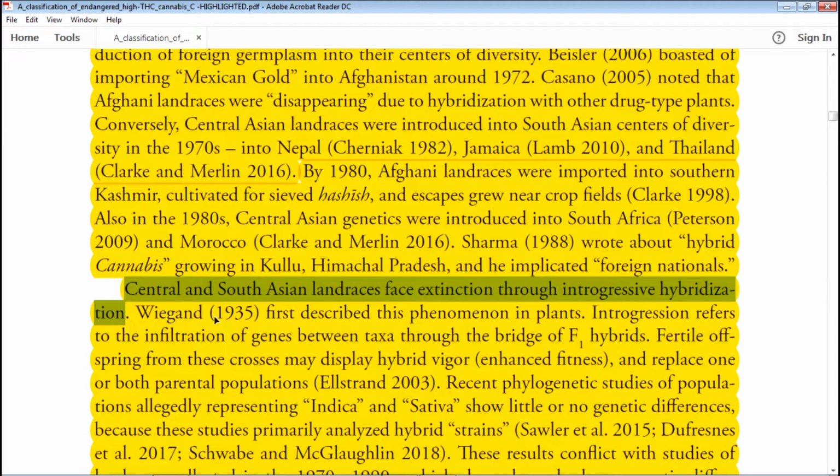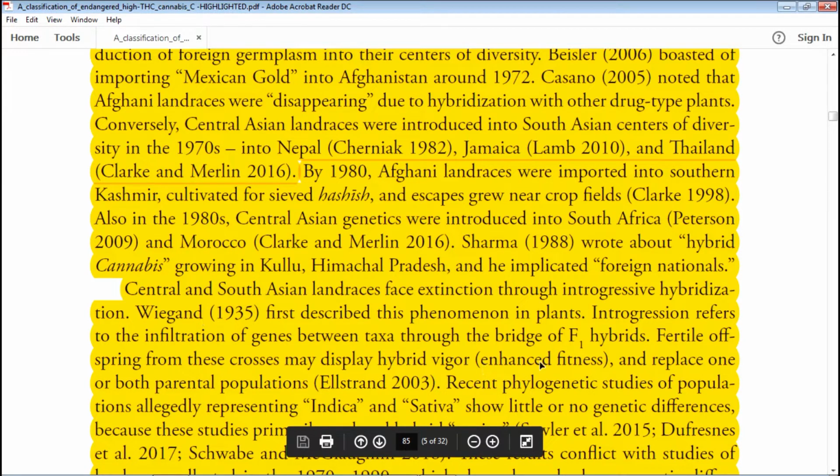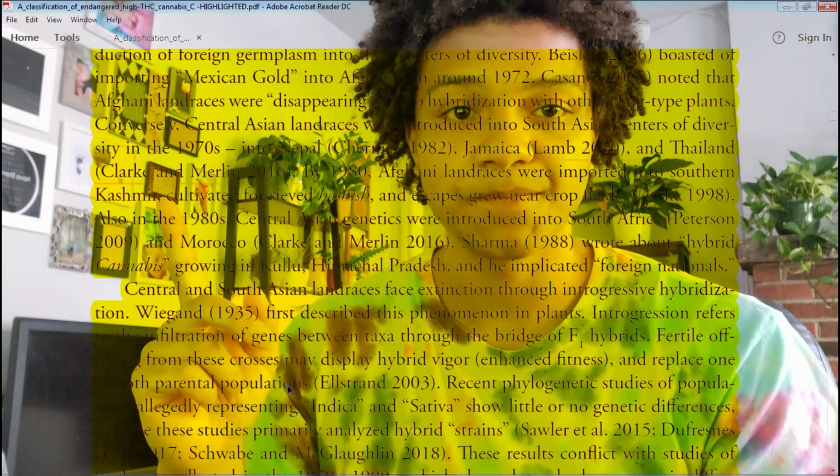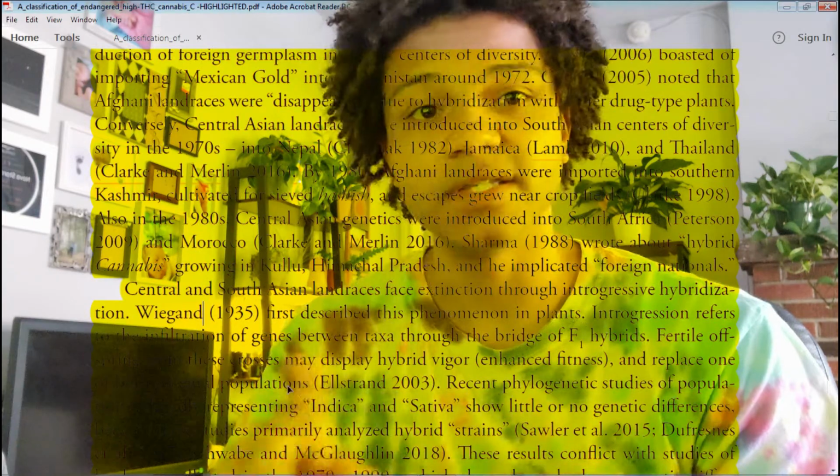Wigand, 1935, first described this phenomenon in plants. Introgression refers to the infiltration of genes between taxa through the bridge of F1 hybrids. Fertile offspring from these crosses may display hybrid vigor, enhance fitness, and replace one or both parental populations. This is how it's happening so quickly across these places. It's because of these F1s.